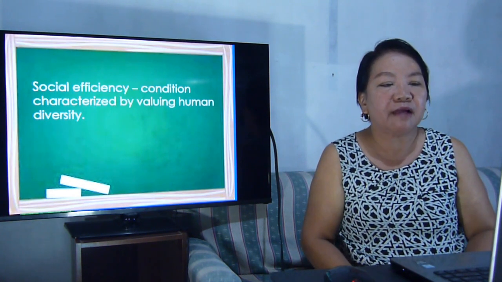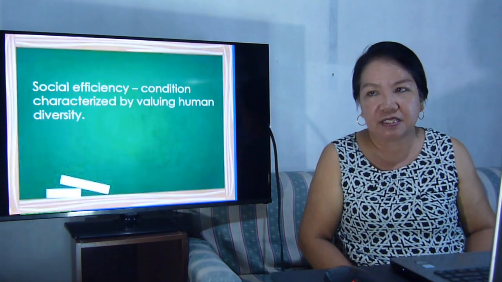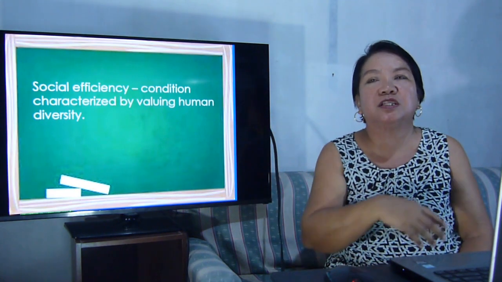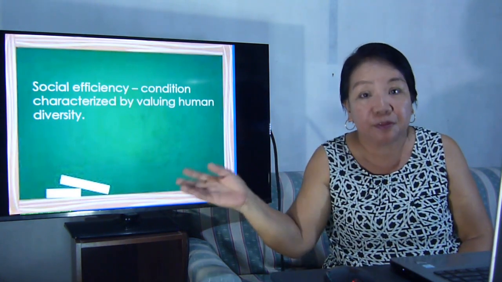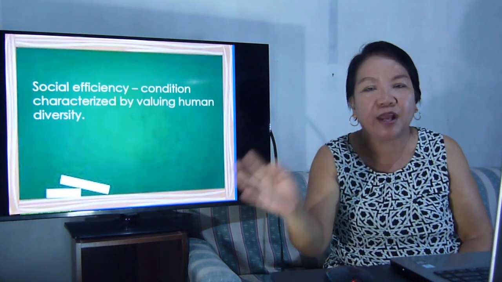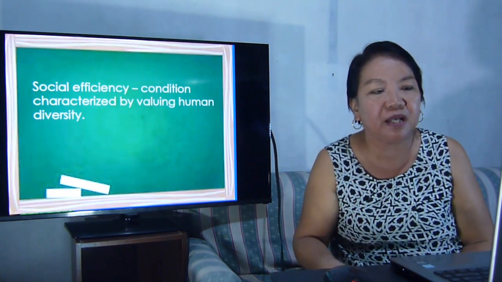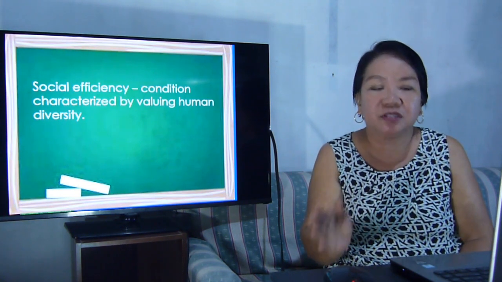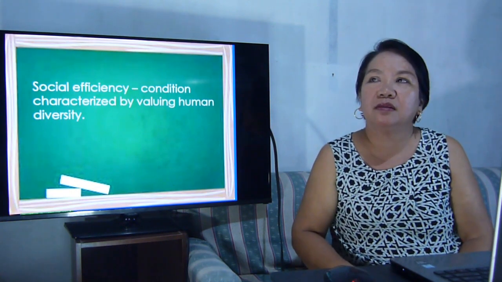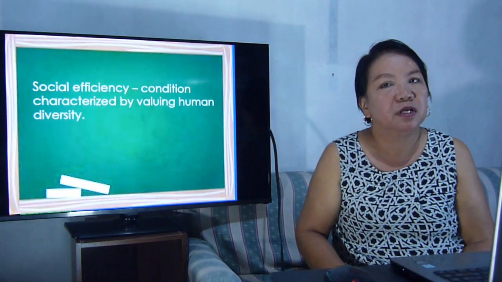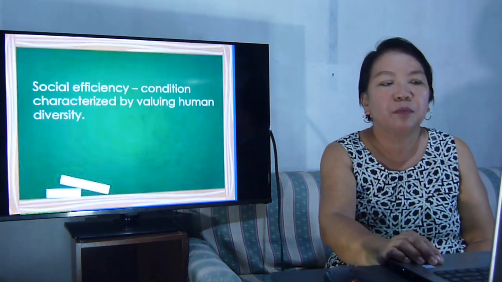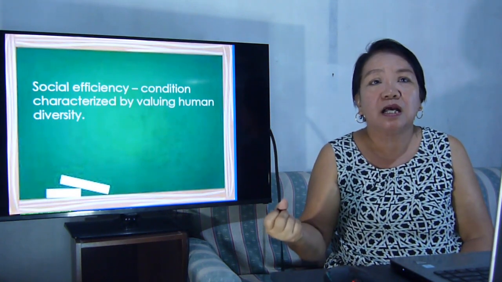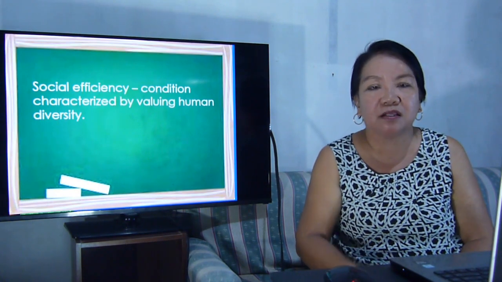This condition is characterized by valuing human diversity. In other words, even if you teach later in Thailand, in Singapore, in Lake Sebu, or in T'boli, or somewhere else, no? In the United States or in Japan, you have that skill to be able to adjust. You are able to adjust with the culture, you are able to adjust with your co-workers, and so on. But you cannot attain social efficiency if you have not developed your social literacy and social competence.